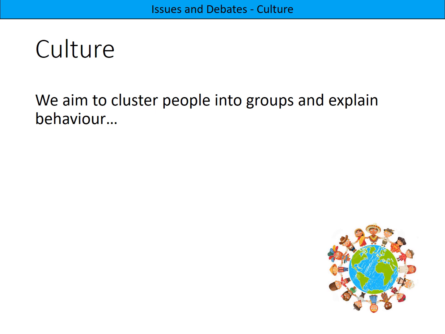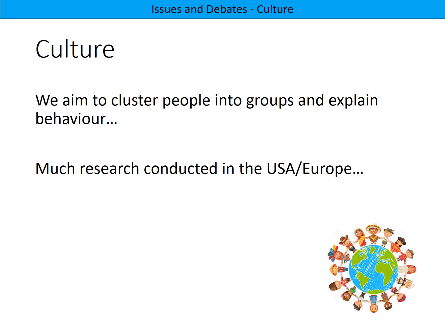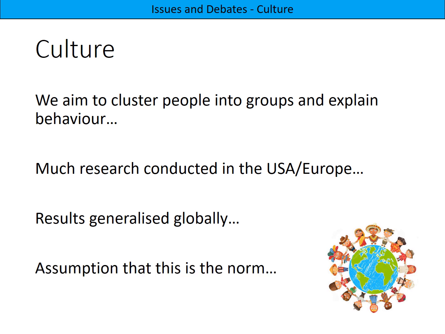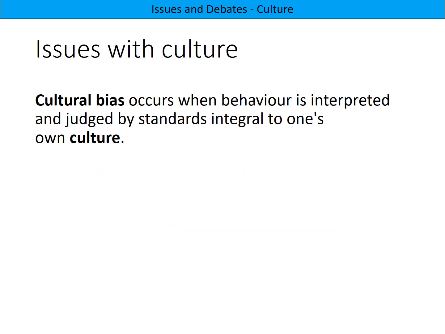As you know, in psychology, we aim to cluster people into groups, and we aim to explain behaviour. A lot of the research is conducted in the USA and Europe. This is what we call Western biased. And then we tend to generalise results globally. So the research will be conducted, as I said, within America or Europe, and then we generalise to people as a whole. And the assumption is that whatever's seen in Europe or America is the norm.